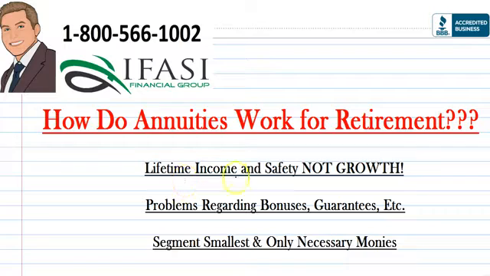Basically, lifetime income and safety, not growth, is the first segment that I talk about. An annuity is a type of contract or an account that's established through an insurance company. Insurance companies are the only ones that can offer annuities, and the reason is that the way they work is the insurance companies leverage their actuarial data showing mortality tables.